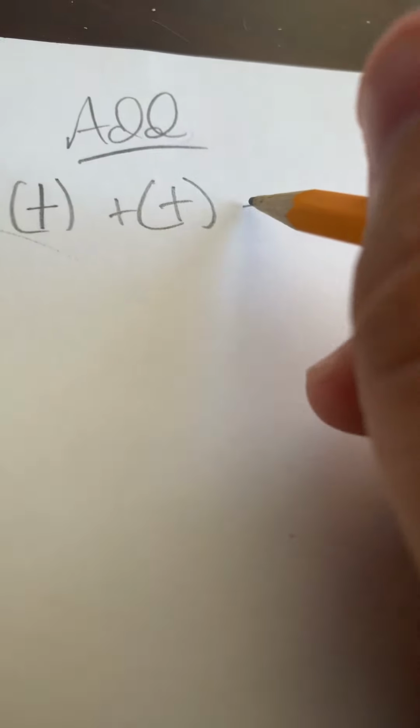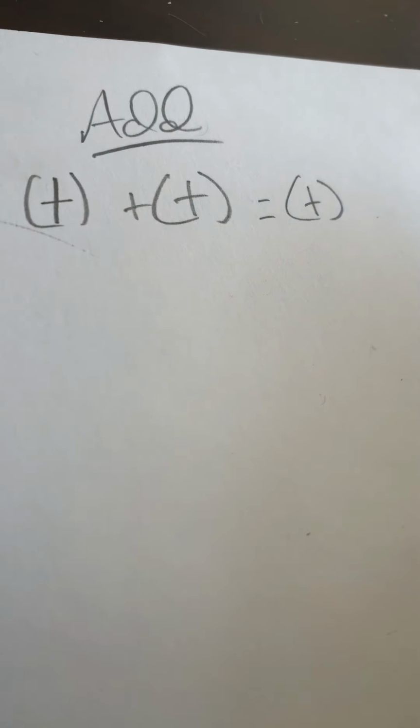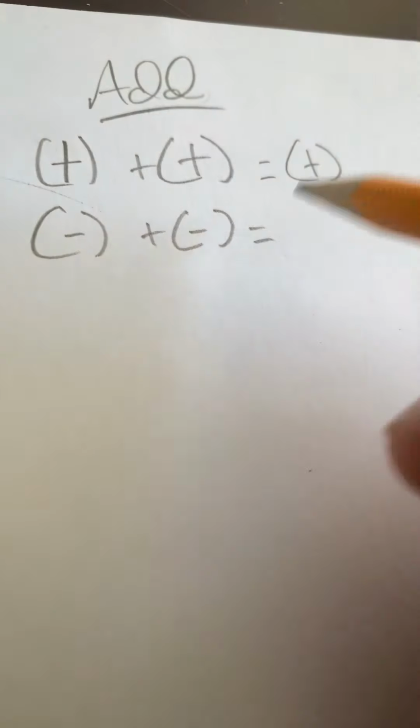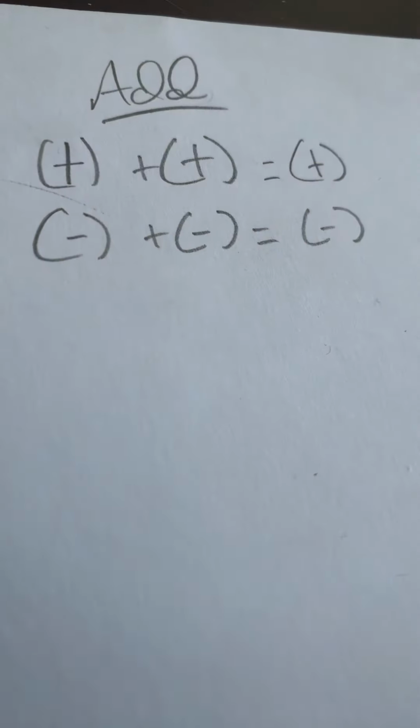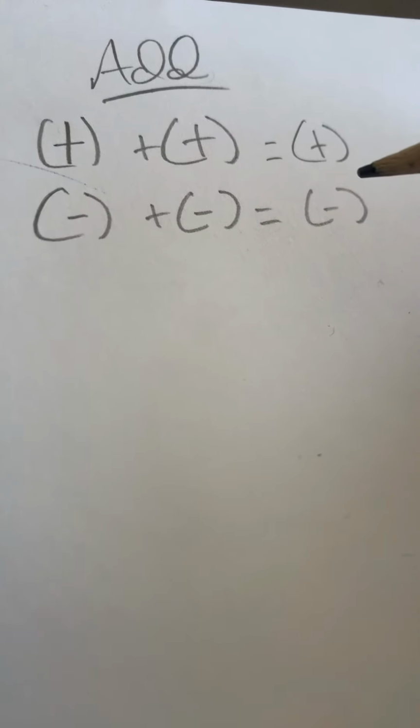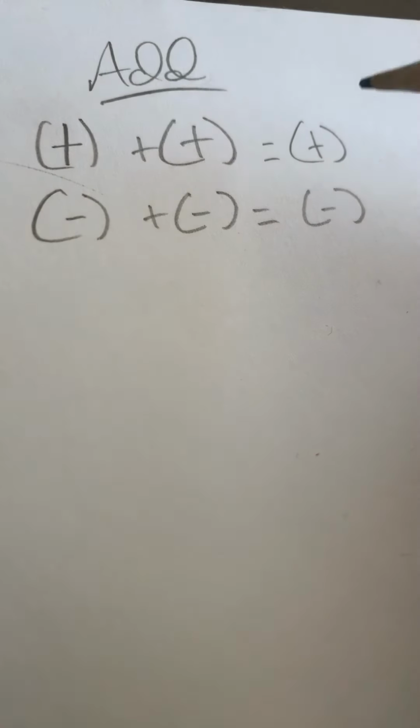Okay, so here's what I mean by the integer rules. First, if I'm adding, if the signs are the same, so let's say I'm adding a positive and a positive, I'm going to get a positive. If I'm adding together a negative and a negative, I'm going to get a negative. So if the signs are the same, we're just going to add it together.